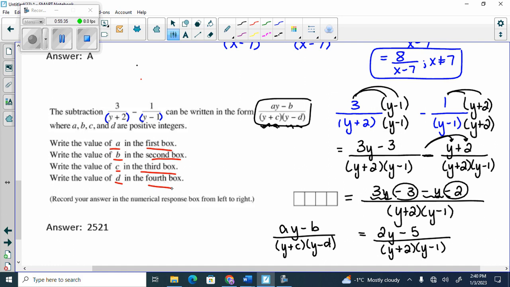Okay, so a is what's in front of the y. So it's 2. B is not the minus sign. B is what's beside the minus sign. So some people say, well, I can't fill negative 5 into my numeric response box. You're right. Negatives can't go in. So they do it in a certain way that it forces you. See, it's minus b. So this is minus b. B is 5. And it's y plus c. That's why I know 2 has to come next. And then y minus d. So that's why I know 1 has to come last. 2, 5, 2, 1.